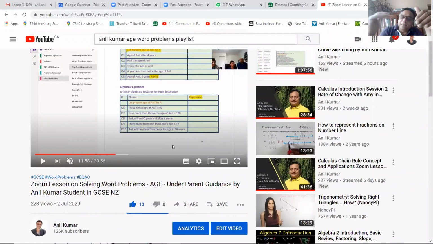So when we say in 10 years, after 10 years, age will be A plus 10, correct? Yes. So that is the one part. Second is, Anil will be 4 less than twice his age. So 2A minus 4 is equal to, do you understand? Yes. Okay, so write down this equation on your piece of paper and then tell me one by one, what did you get? Anil will be 4 less than twice his age in 10 years. In 10 years, his age will be A plus 10. And that is 4 less than twice his age. Do you get the idea?